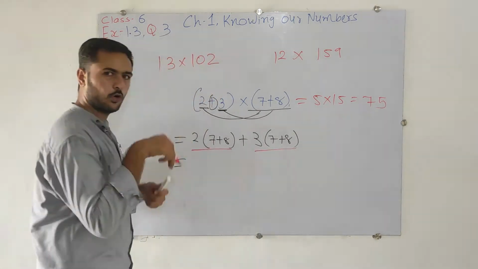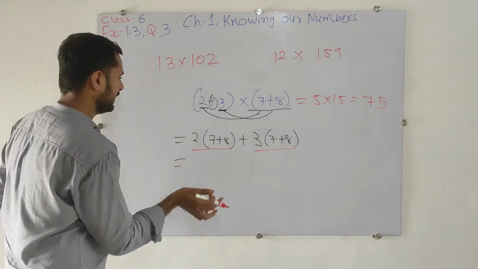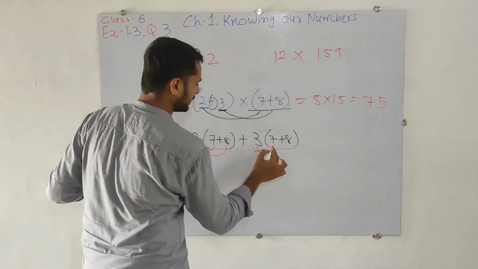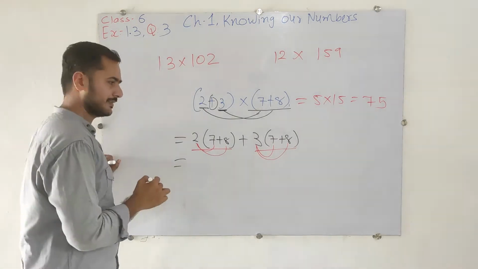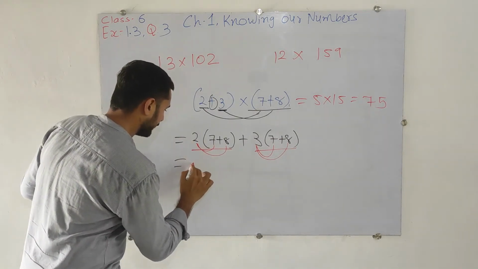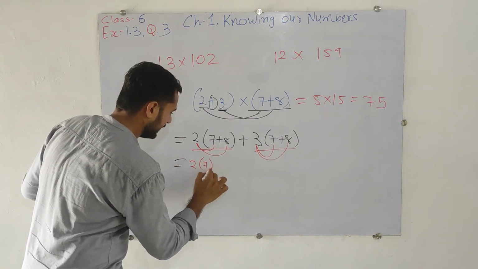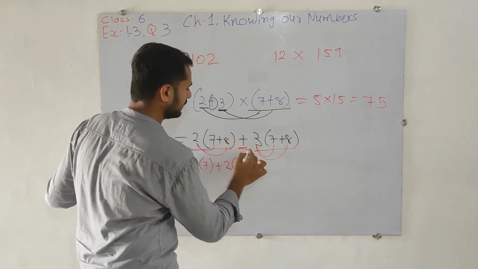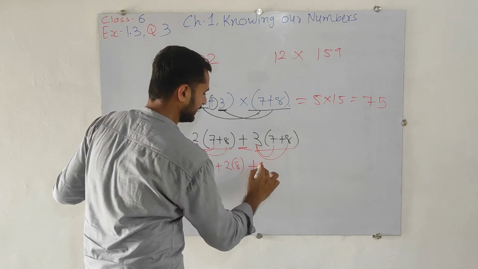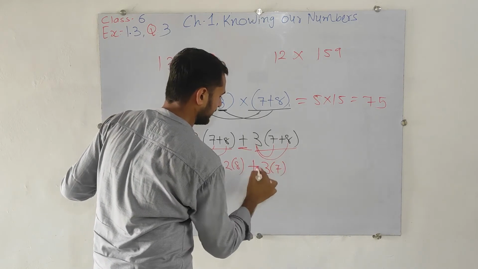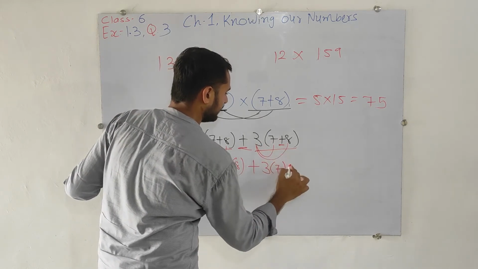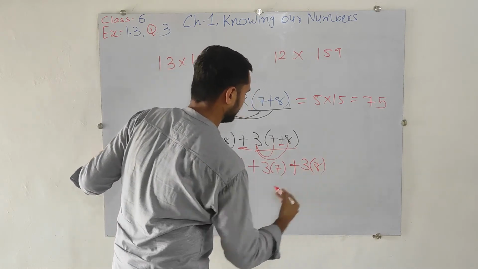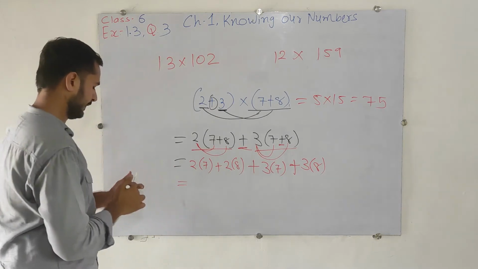Okay, we have already this as the last question. That is, 2 will multiply to 7 and 2 will multiply to 8. Here 3 will multiply to 7 and 3 will multiply to 8. Let's do that. 2 multiplied by 7 plus 2 multiplied by 8. Addition sign, so that's why I'm just putting the addition sign. Then 3 multiplied by 7, plus sign, then 3 multiplied by 8. Okay, this is how we can solve.